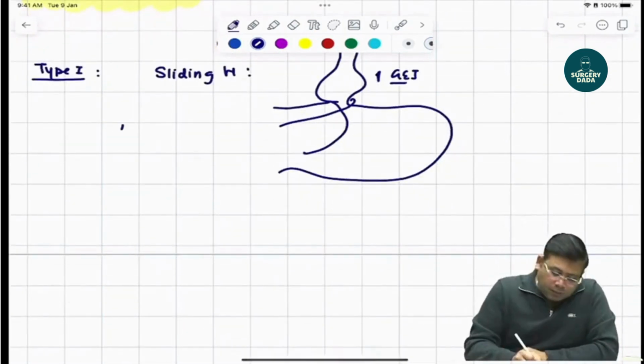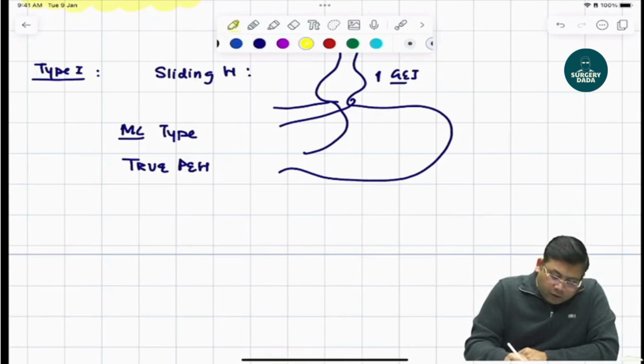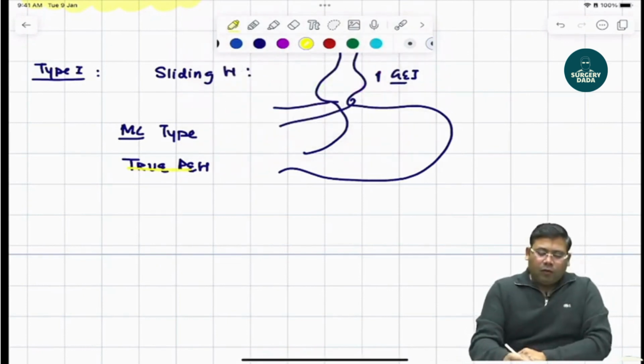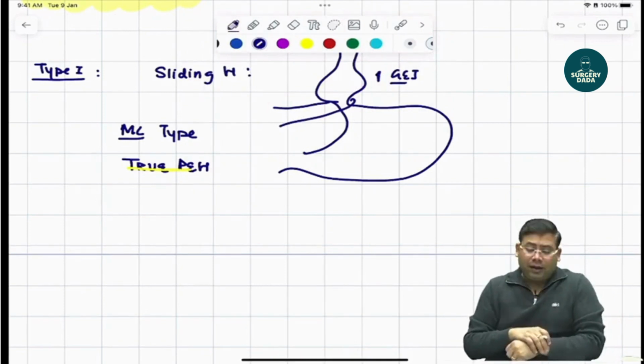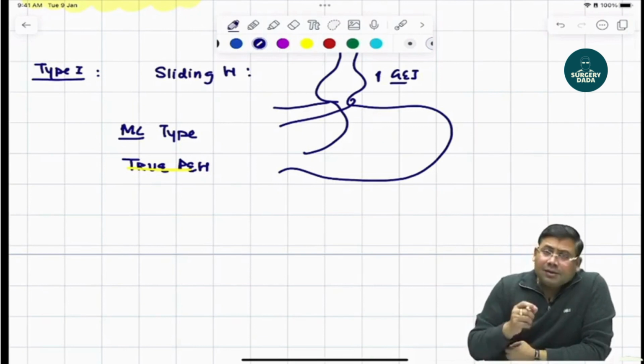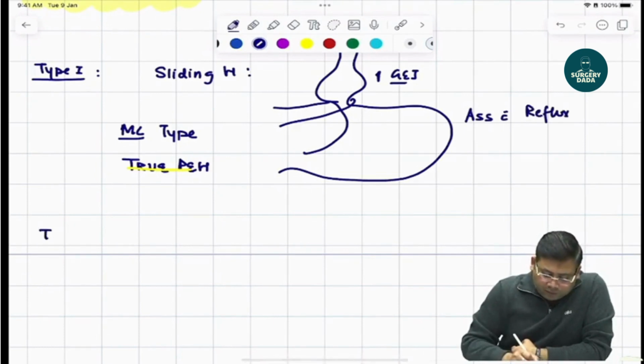Students, this is the most common type, but this is not a true PEH. So this doesn't qualify for true PEH. This is one very simple thing. What is another thing that we need to understand in the case of sliding hernia? Since the GE junction moves up, therefore they are classically associated with what, students? Reflux. This is important.